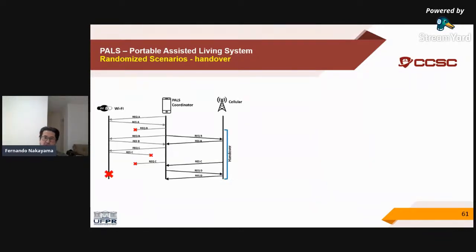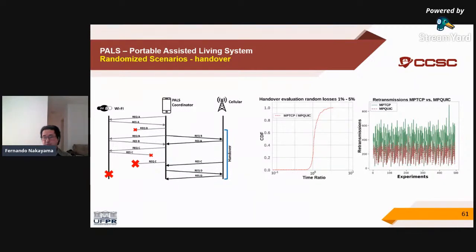The handover evaluation considered only the multipath protocols, because we need 2 paths to perform the handover. We have used the same scenarios, except that one of the paths was disabled 15 seconds after the beginning of the emulation, and this represents a communication failure in one of the paths.